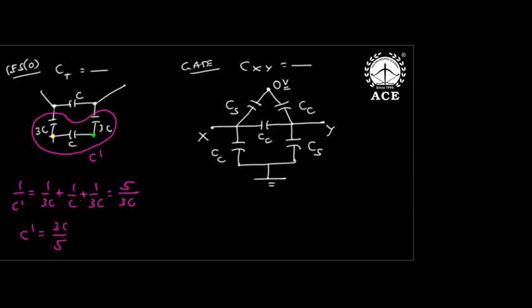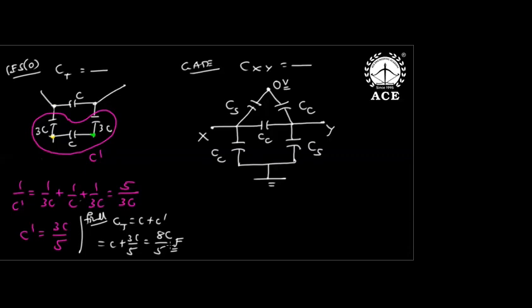Now I am writing the final answer. Finally, the C total will be C plus C dash, that is nothing but C plus 3C by 5. The answer is 8C by 5 farads. Okay? 8C by 5 farads is the correct answer.